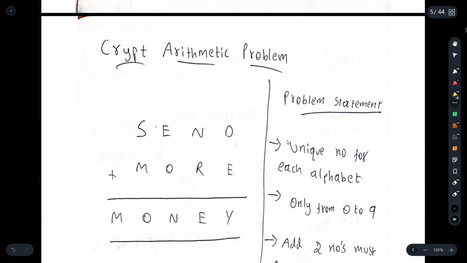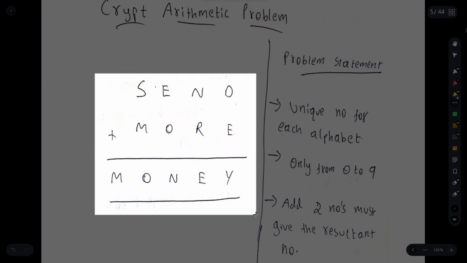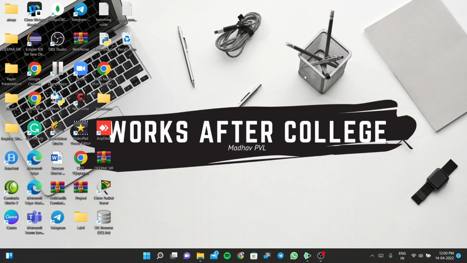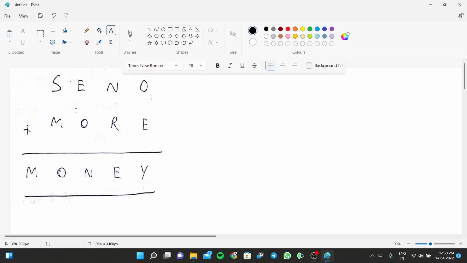The next important concept is the cryptarithmetic problem. This will create some confusion, but I will try to explain it very easily so that you can write it in an exam. If we add up both of these, we need to get something like this. So let me copy this into my paint. After copying, we will try to solve it point by point.